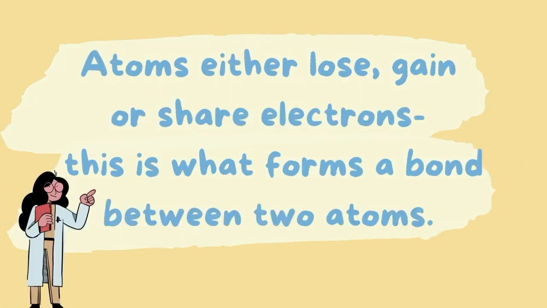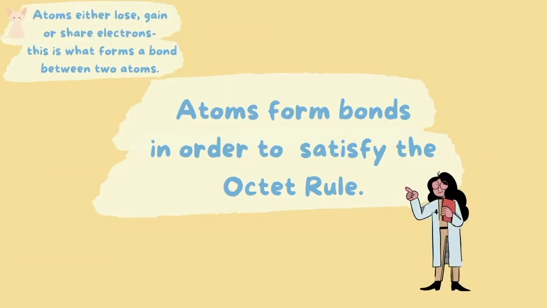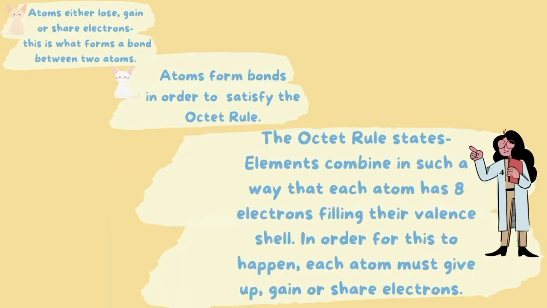Atoms either lose, gain, or share electrons. This is what forms a bond between 2 atoms. Atoms form bonds in order to satisfy the octet rule. The octet rule states that elements combine in such a way that each atom has 8 electrons filling their valence shell. In order for this to happen, each atom must give up, or gain, or share electrons.